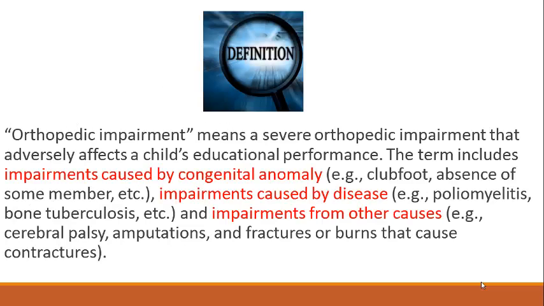Defining physical disabilities, orthopedic impairments. There's a good deal of confusion about the definition of physical disabilities. IDEA refers to physical disabilities as orthopedic impairments. Orthopedic impairment means a severe orthopedic impairment that adversely affects a child's educational performance. The term includes impairments caused by A. congenital anomaly, B. impairments caused by disease, and C. impairments from other causes.